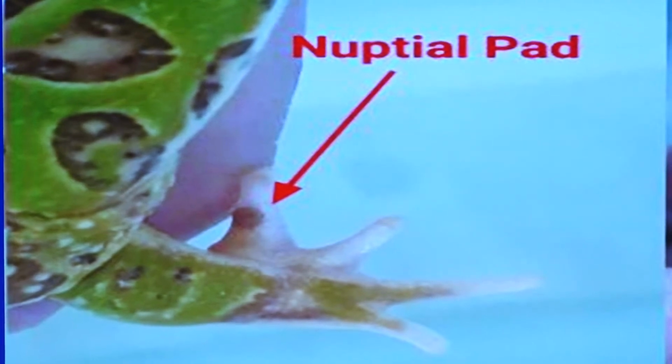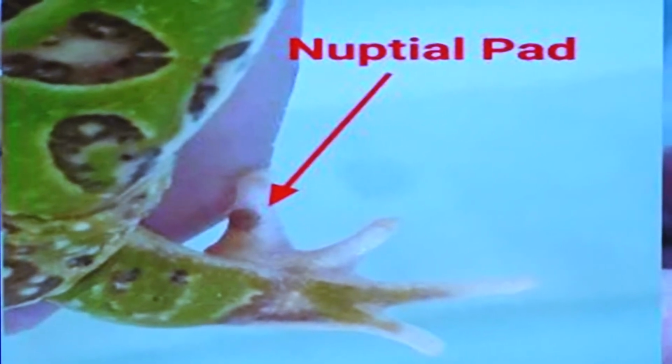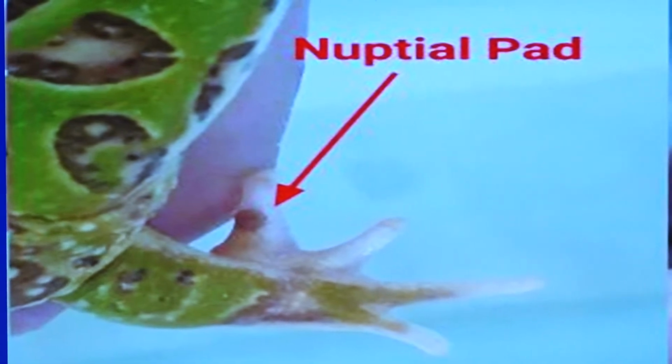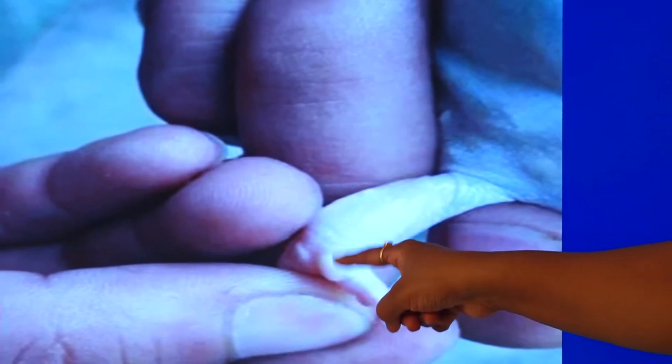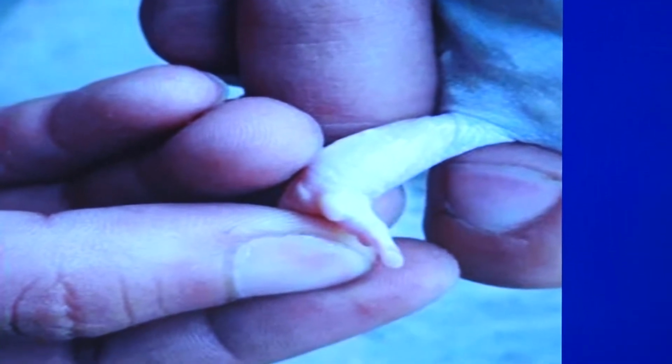Amplexus is an act of copulation. So here this can hold the female's body very firmly, and that's why it's present in the males, but the same is absent in the female. Okay.